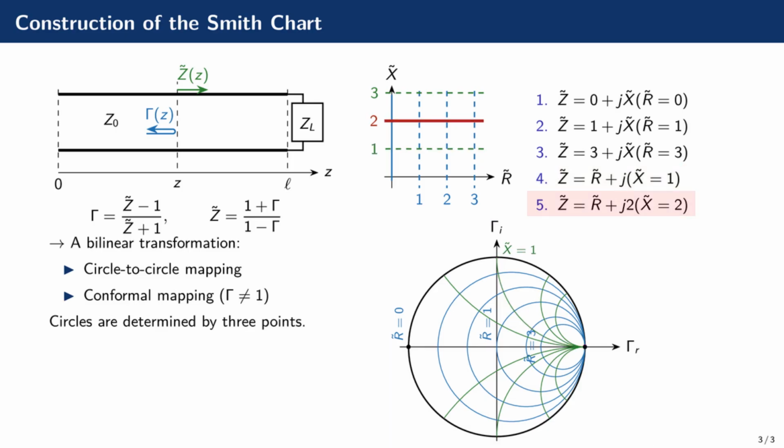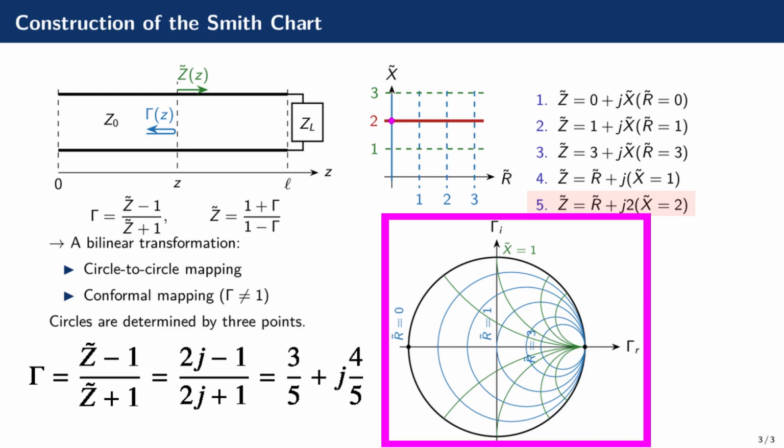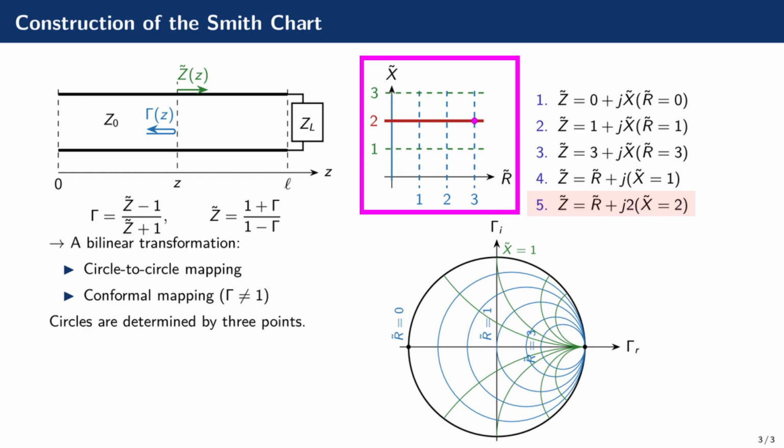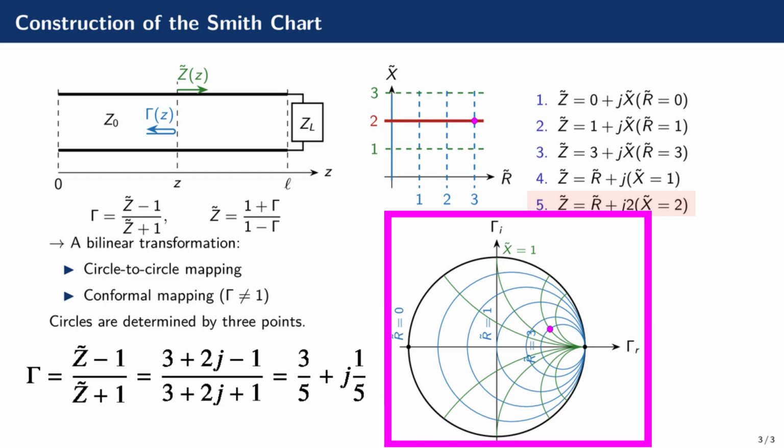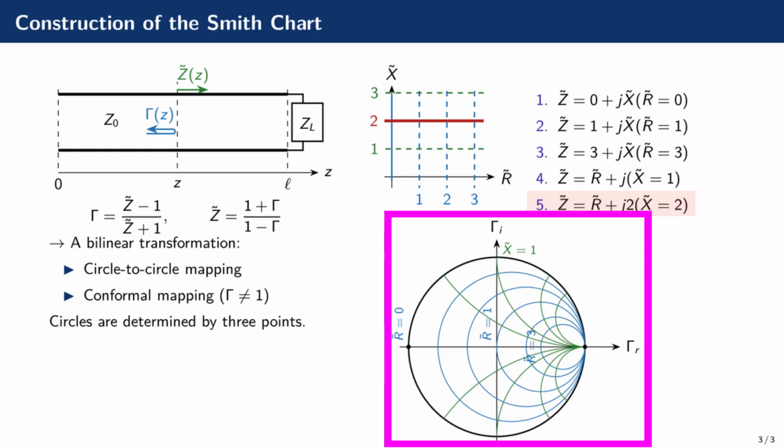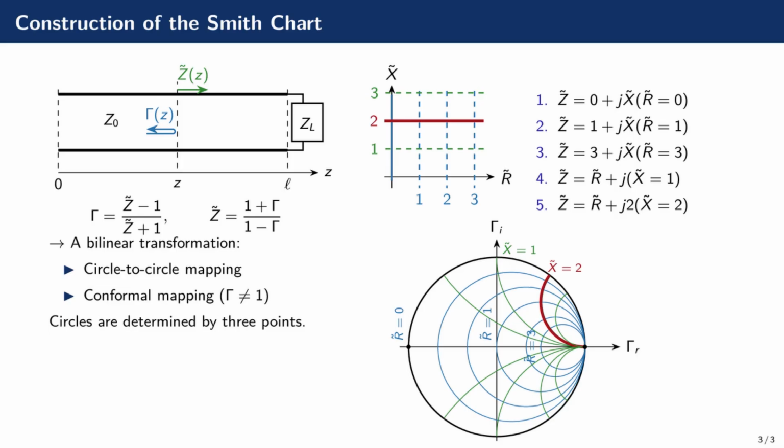For X tilde equals 2, Z tilde equals j2 maps to 3/5 plus j 4/5. Z tilde equals 3 plus j2 maps to 3/5 plus j 1/5. Again, the point at infinity maps to gamma equals 1. These points determine the constant reactance circle for X tilde equals 2. The negative reactance circles are mirror images with respect to the real axis. Using these circles, we can read impedance values directly.